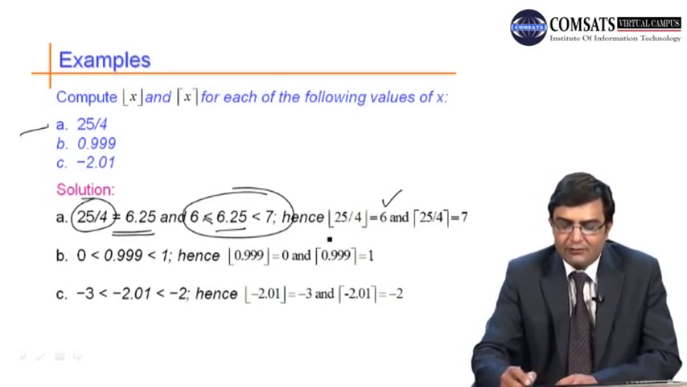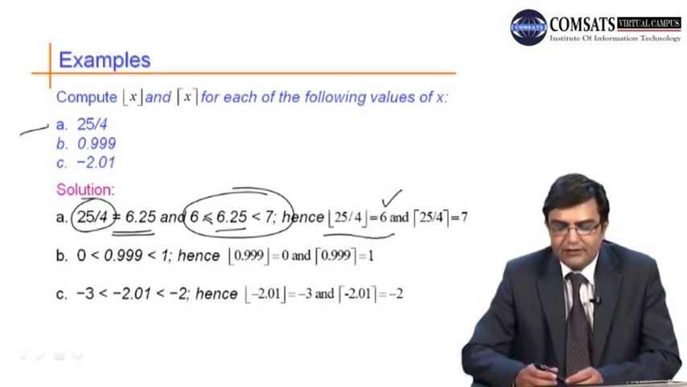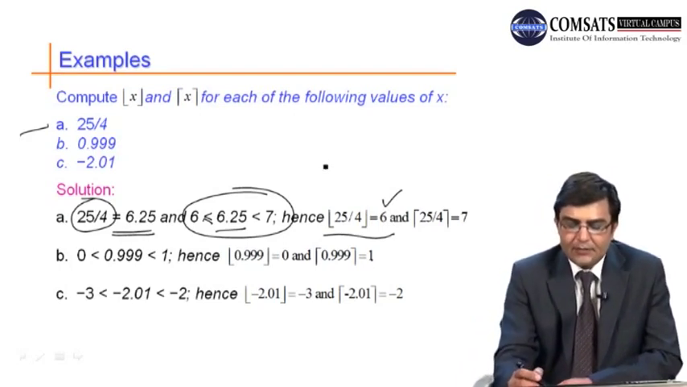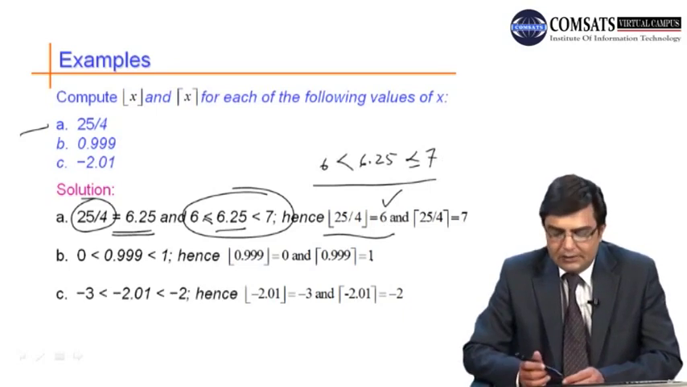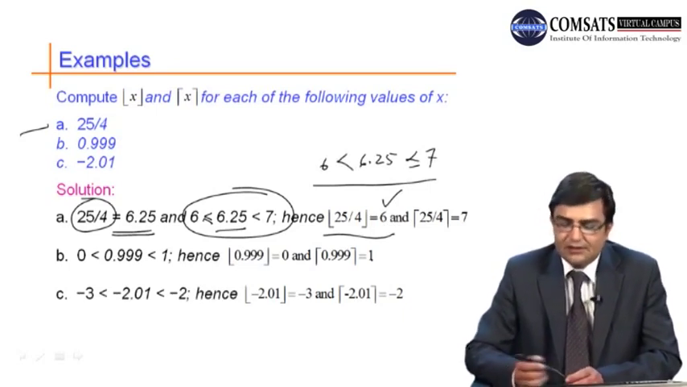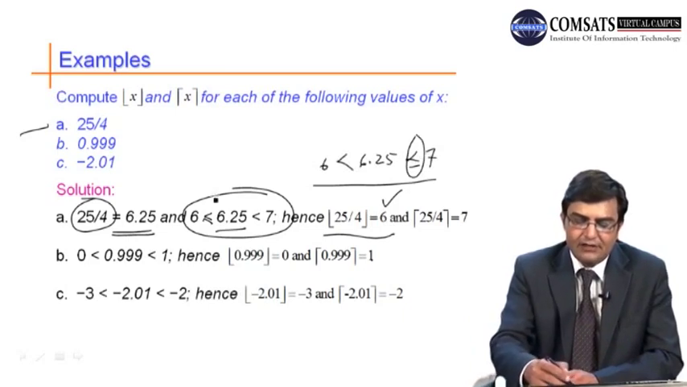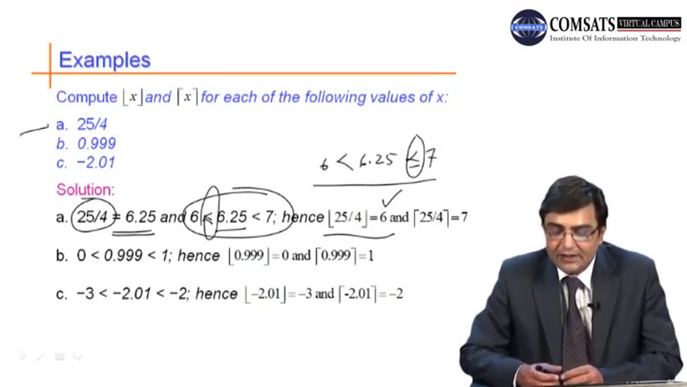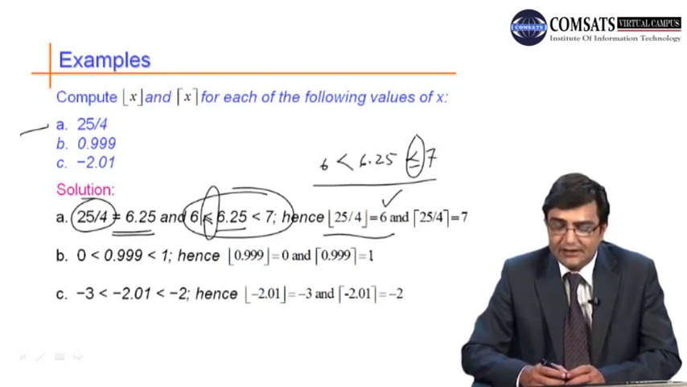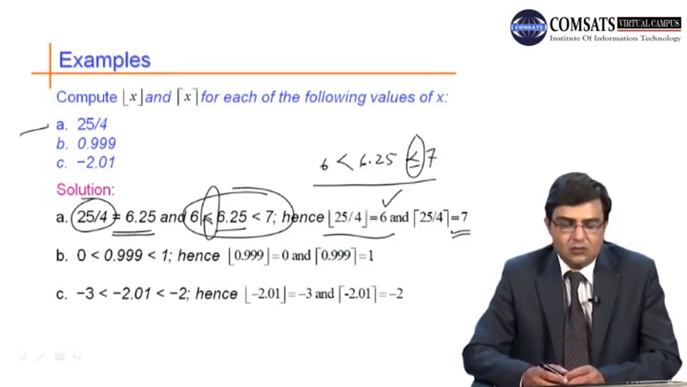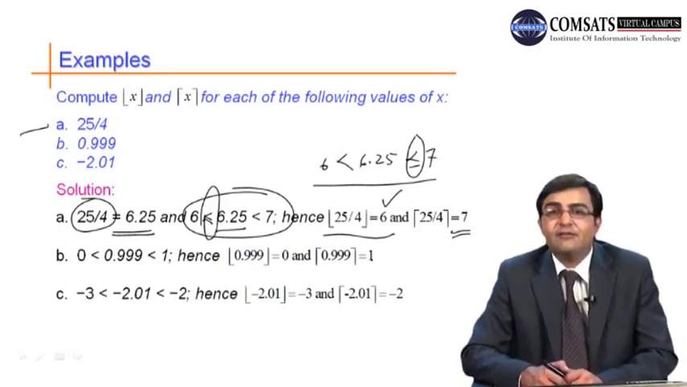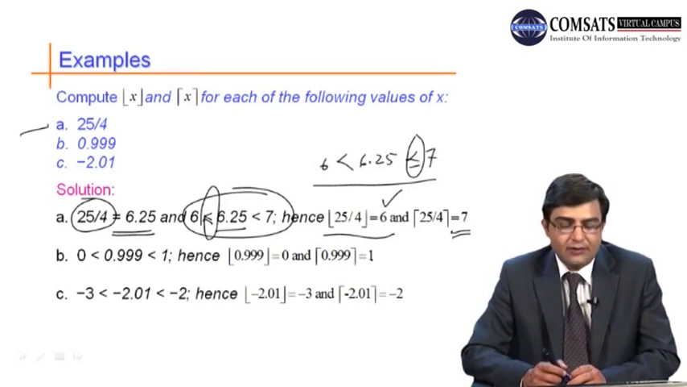So the floor of 25 by 4 is 6, and the ceiling of 25 by 4 is basically: 6 is less than 6.25, which is less than or equal to 7. As we have seen, in the ceiling function the equality comes here, but in the floor function the equality comes here, and the ceiling of any real number is the immediate greater integer of that number. So the ceiling of 6.25 will be 7. I hope you understand how we can calculate the floor and ceiling of any real number.